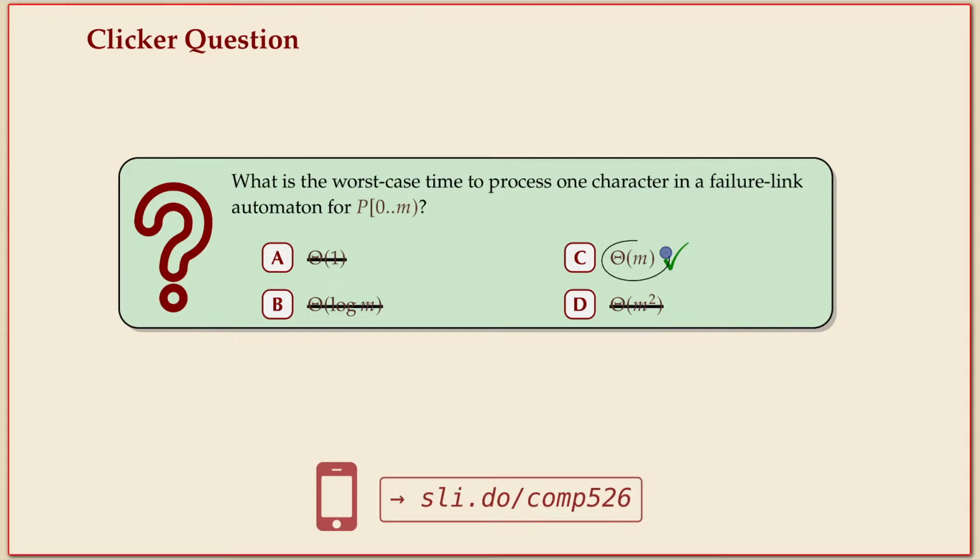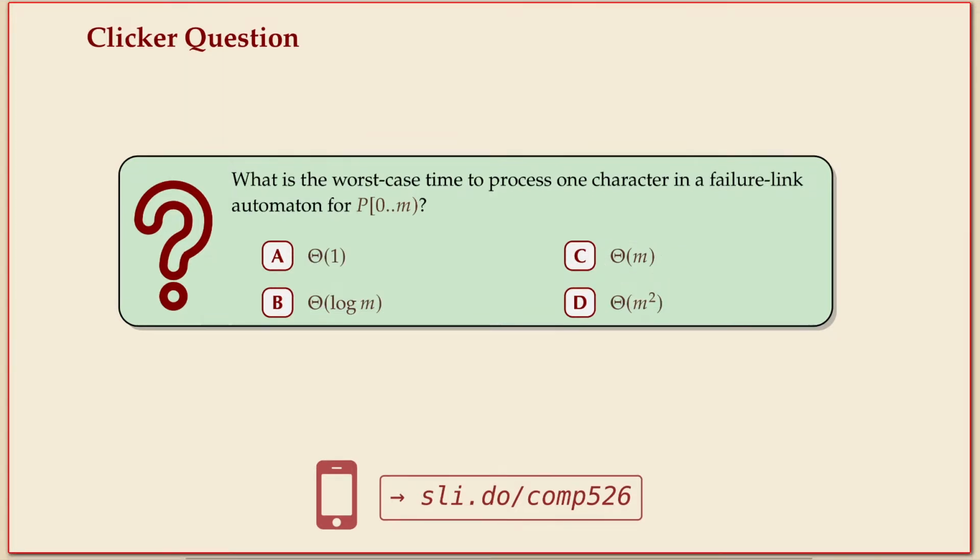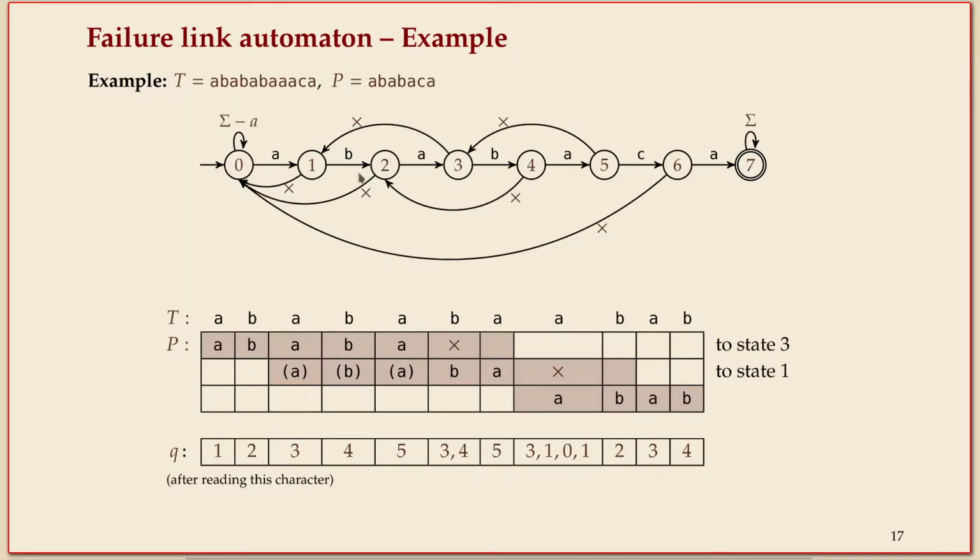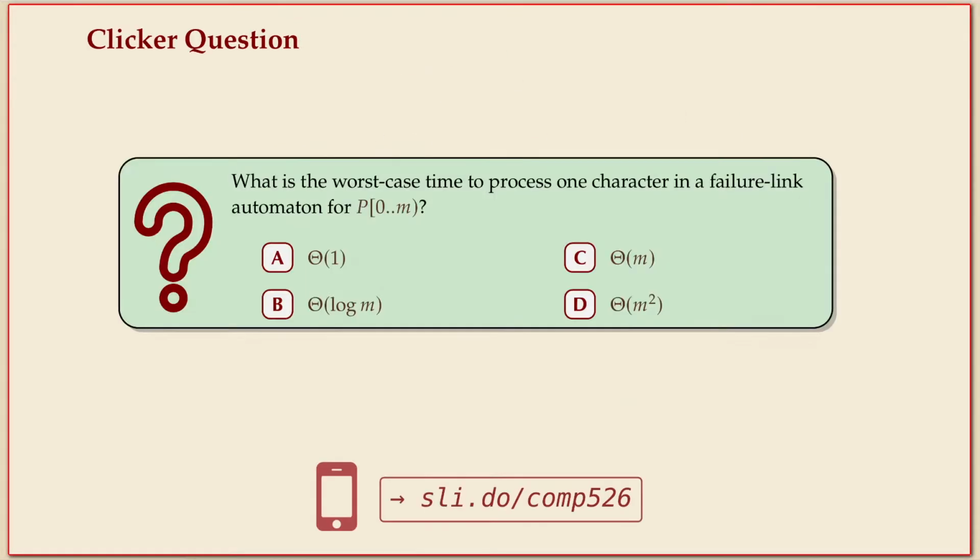But a failure link always brings us further to the left in the picture. They always lead to a state with a smaller index, because they correspond to shifting the pattern further. So you cannot have more than M failure links. But you could have M if you have a degenerate pattern like this with all A's. So here, if you work out the failure links, they always just go one hop back.